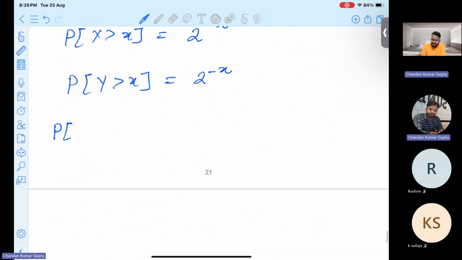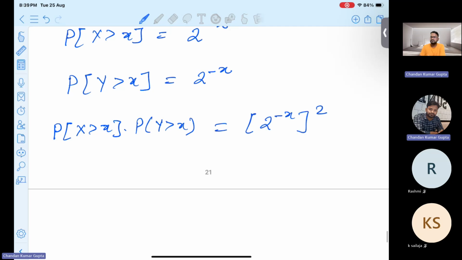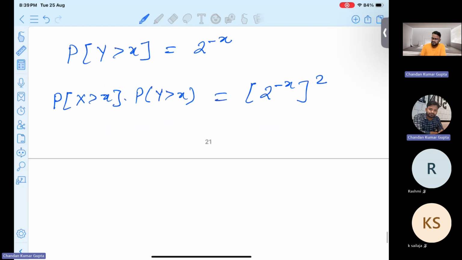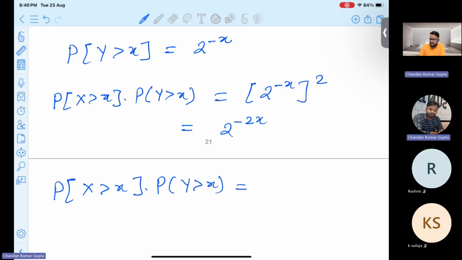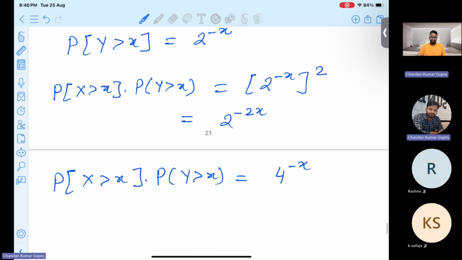So that means the probability that X is greater than x and the probability that Y is greater than x is nothing but 2 to the power minus x into 2 to the power minus x. That means a square comes out to be 2 to the power minus 2x, which is actually 4 to the power minus x. Right? 2 to the power minus x whole squared, that is 4 to the power minus x simply.